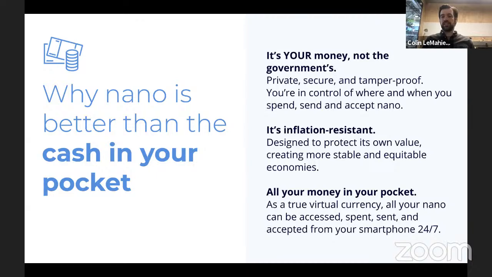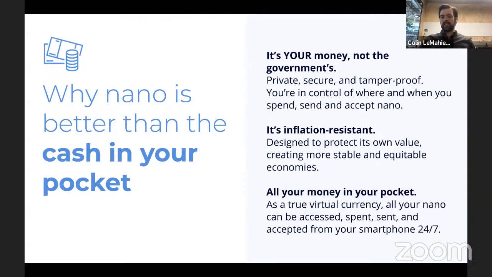Nano is inflation resistant. It's a big problem in a lot of the world, the debasement of the currency. There are some currencies that do it pretty well. USD, euros, GBP, all the big currencies have very low inflation rates, but there are a lot of currencies in the world that are highly susceptible to inflation, and it makes life difficult for everyone that uses them.